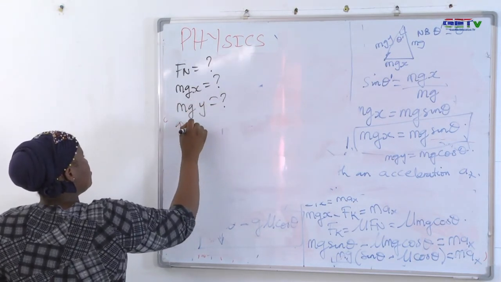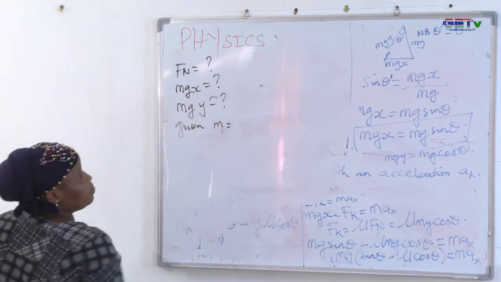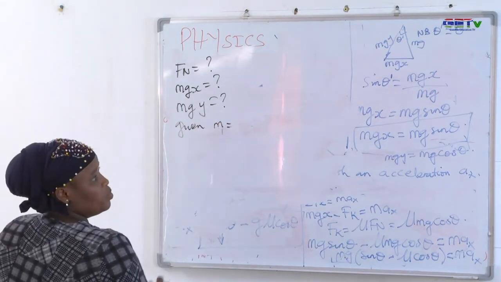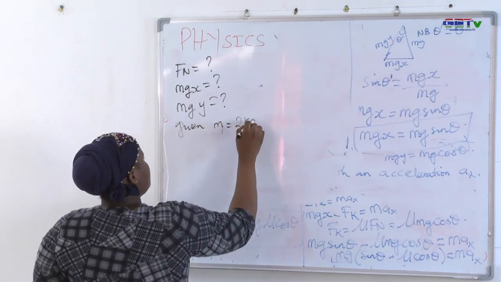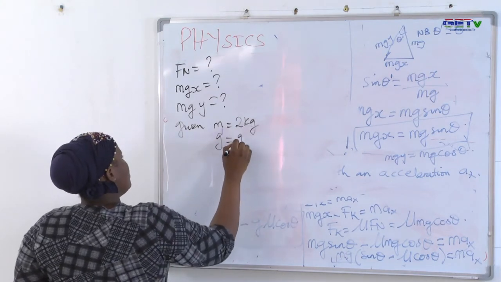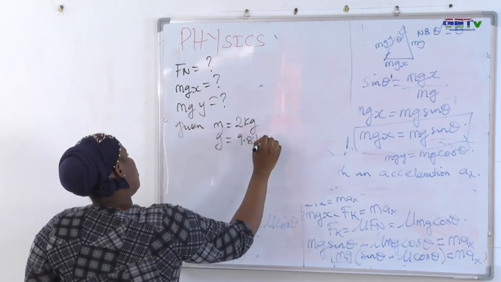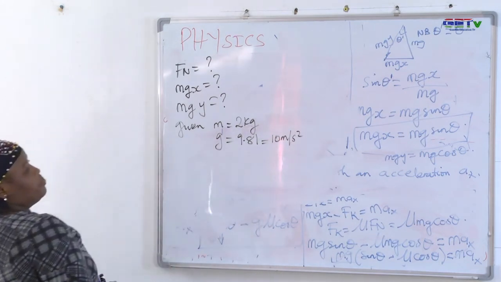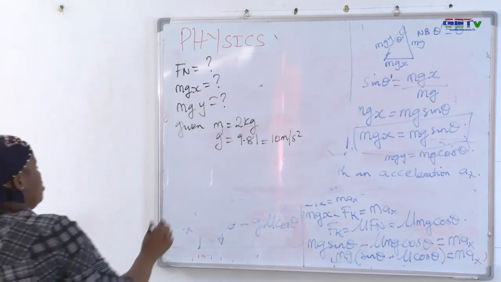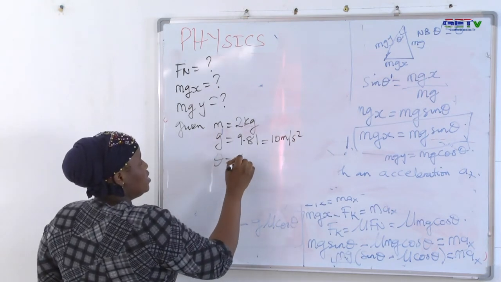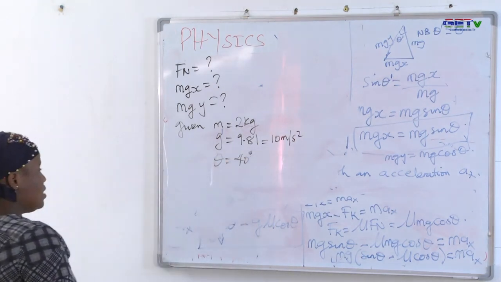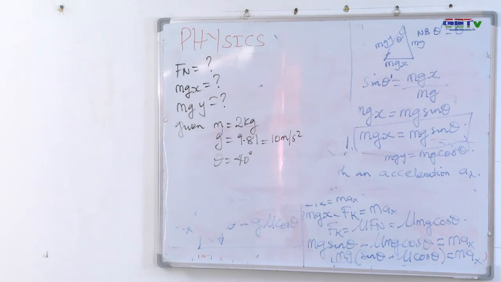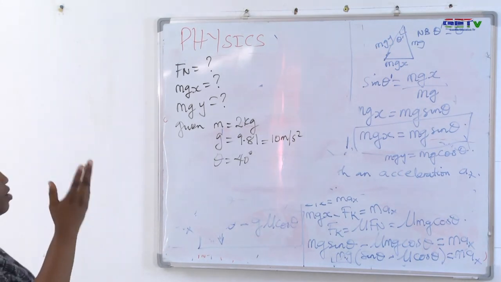Given that the mass is 20 kg, gravity is 9.8 or 10 meters per second squared, and the angle theta is 40 degrees. It's an inclined plane. We have to draw it. They've already drawn the diagram for us. So you do the math and obtain your answer.